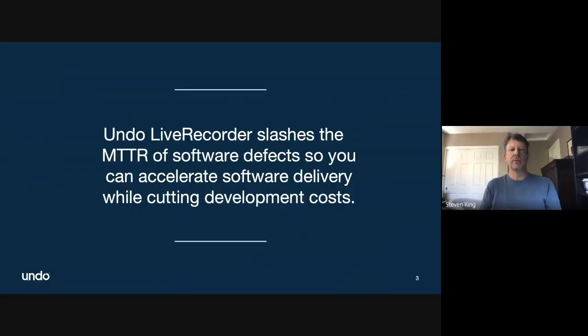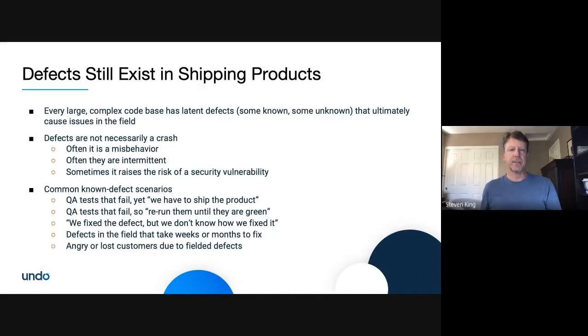Undo's been working with major telecom customers in Silicon Valley to help them slash their MTTR, their mean time to resolution, of software defects. And that accelerates their delivery of new software components and also cuts development costs. How do we do that? Why don't we talk about the problem first?